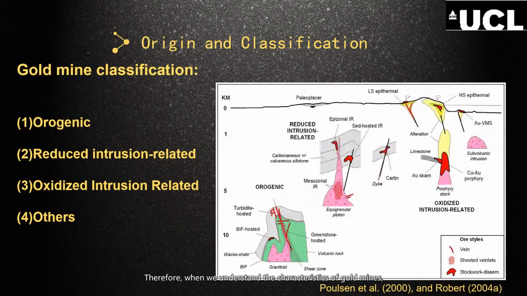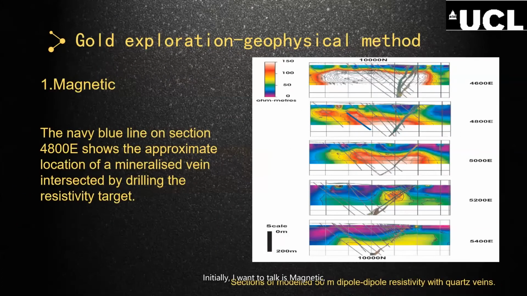Therefore, when we understand the characteristics of gold mines, we can explore them by some geophysical methods. So initially, I want to talk about magnetic, a traditional method used in early gold exploration. In this figure, we can find the target drilling area probably located near the blue line on section 4800E.